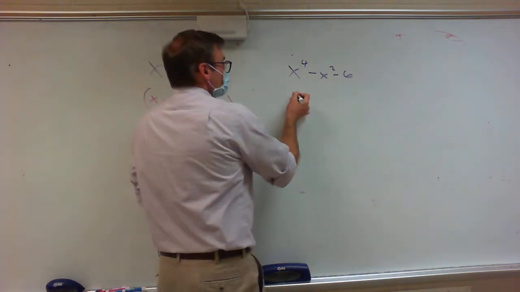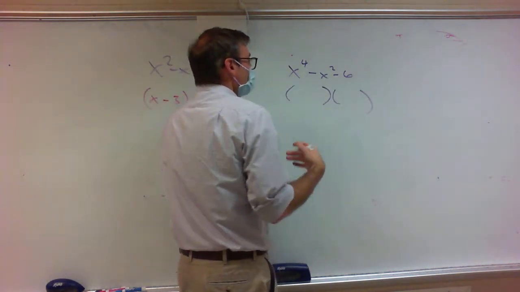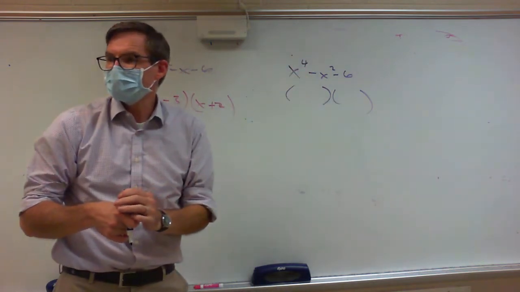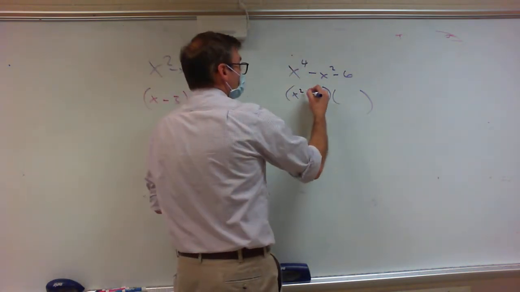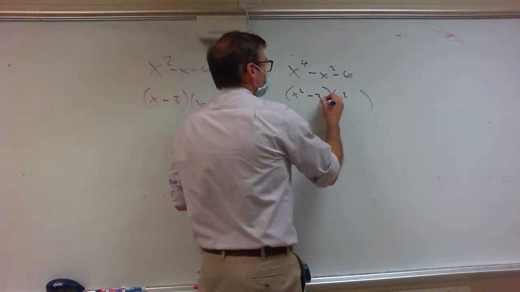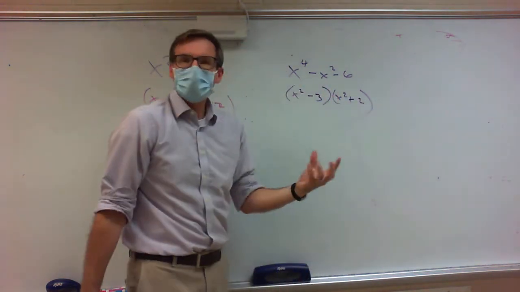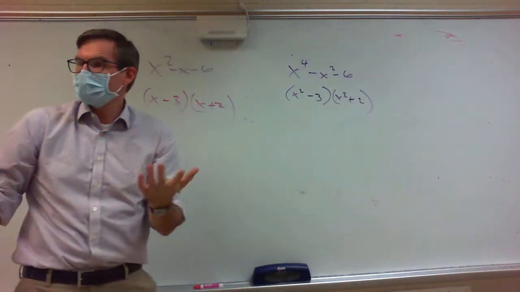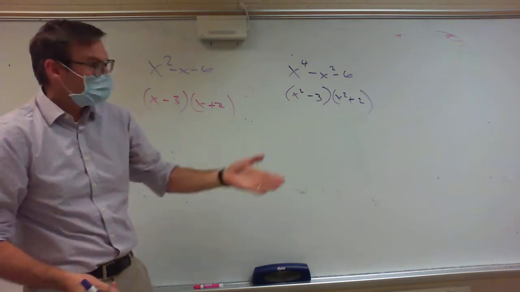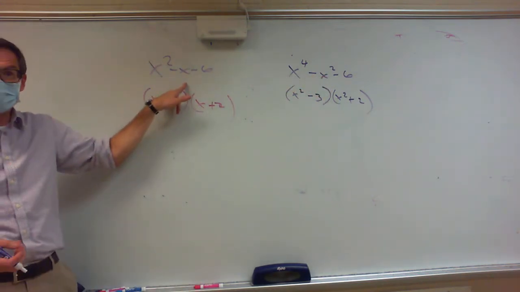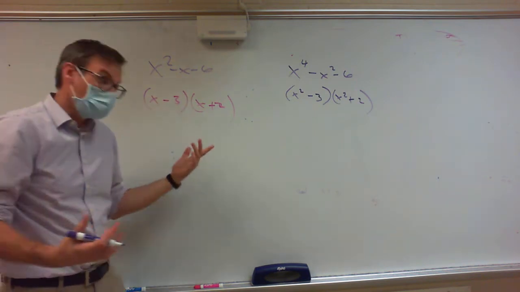So you put two sets of parentheses, and you ask yourself the same questions. What times what gives you x to the fourth? x squared. What times what gives you a negative 6? Well, minus 3 plus 2. And when you multiply it out, minus 3x squared plus 2x squared gives you the negative x squared, and so we factored. In fact, the level of difficulty of this problem was virtually the same as this, isn't it? We did the same thing. Okay.